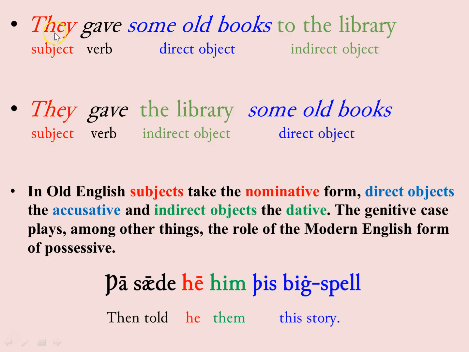All right, another example: they gave some old books to the library. The subject is they, the verb is gave, some old books are the direct object, and to the library is the indirect object. What's connected with the action of the verb is some old books, and the recipient of the action, the who or what for which this action is done, is the library. The order can be reversed and still make sense in modern English: they gave the library some old books means grammatically the same thing. A slight variation in order there.